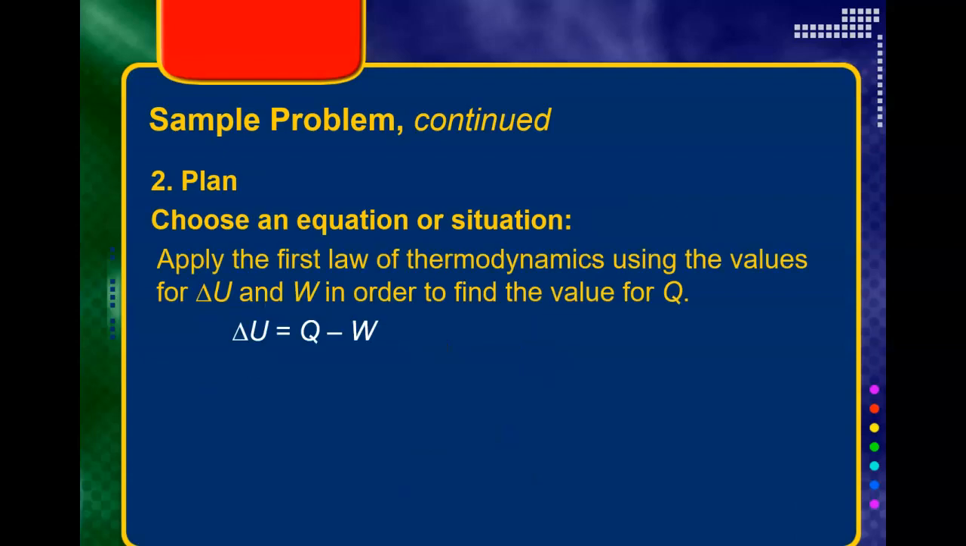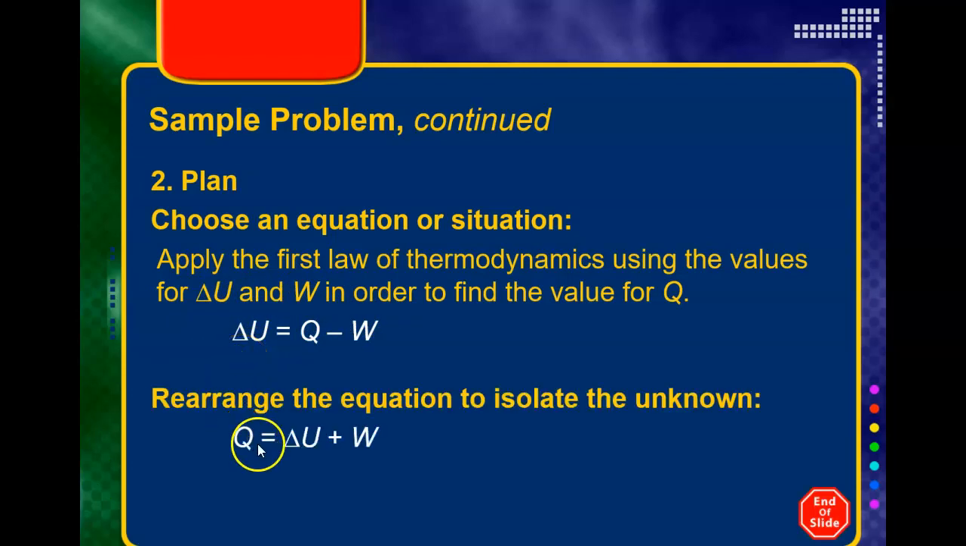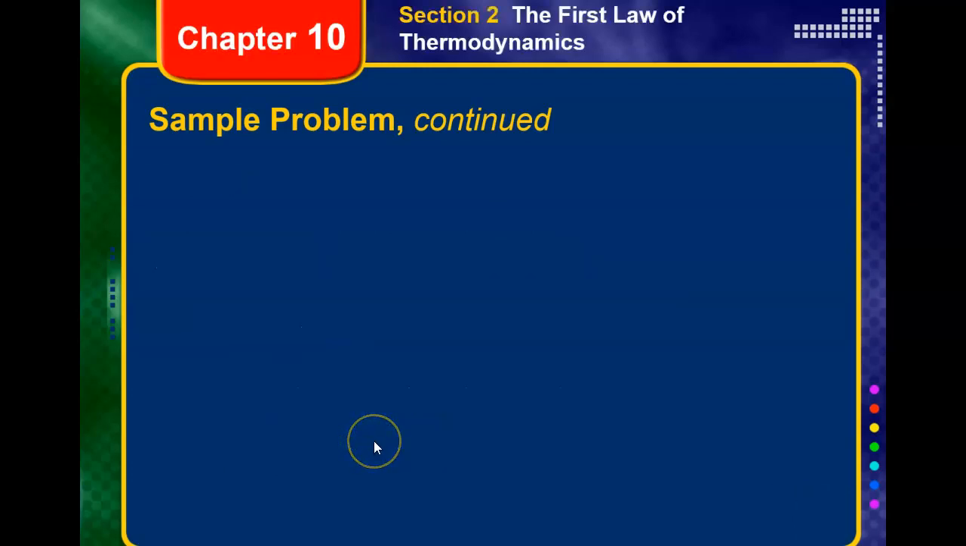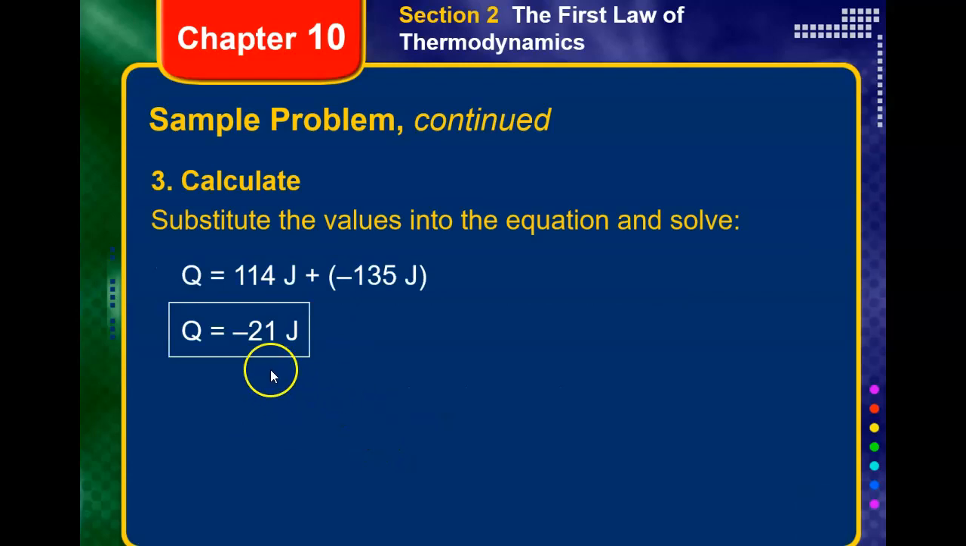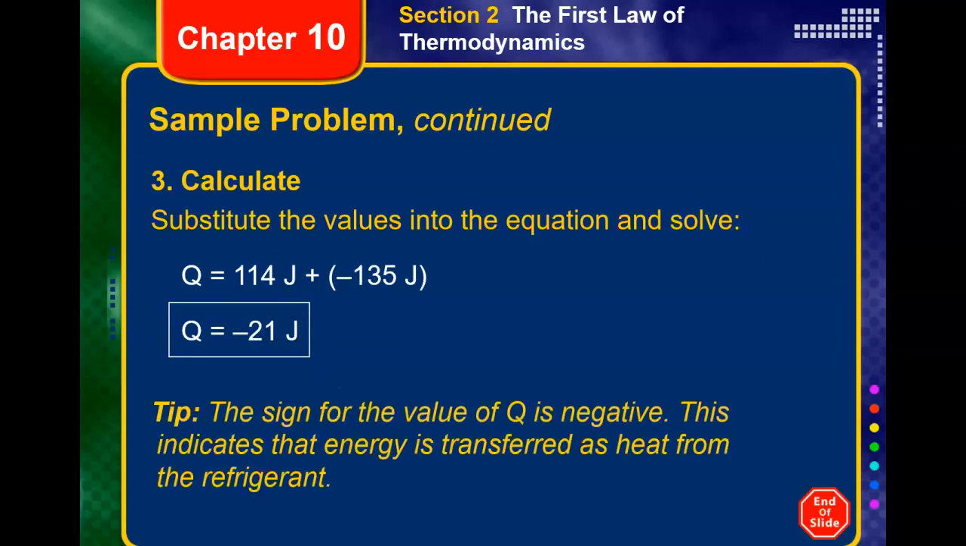All right. So we're going to start with the first law of thermodynamics equation, and we're going to rearrange it to solve for Q. Just add W to both sides. So Q, heat, is equal to the change in energy plus the work. Okay. So the Q is equal to negative 21. So that actually means it gives off 21 joules of heat. Okay. So the heat is given off by the object into the environment.